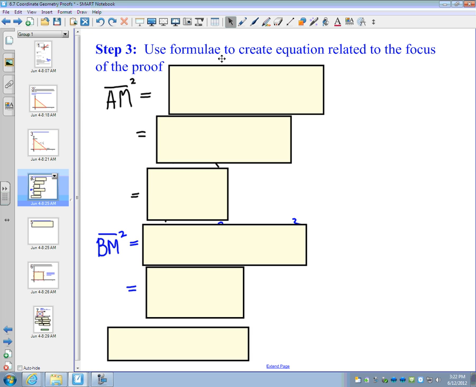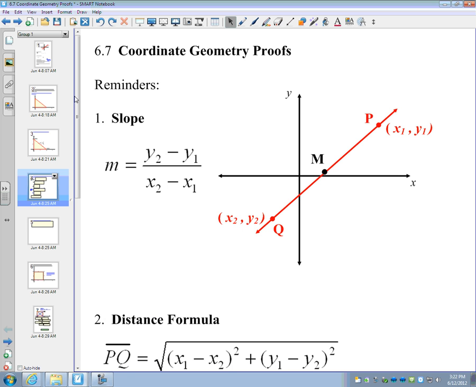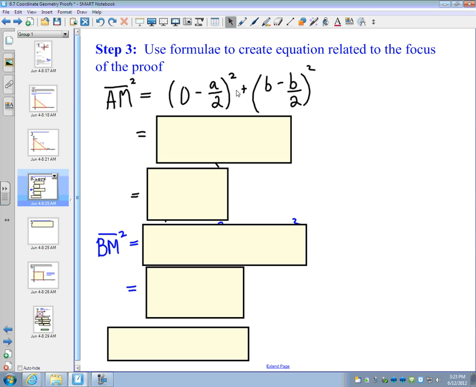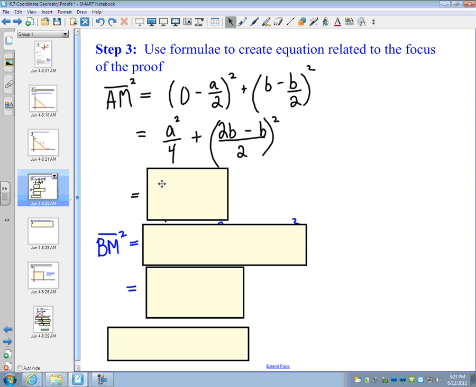The distance between A and M squared. Remember, the distance formula was up here, distance is equal to, and I just squared this side, so I took away the square root side. The distance squared is equal to (0 minus a over 2) squared plus (b minus b over 2) squared. So it's just the differences in x and y, squared. Simplifying, I get a squared over 4 plus (2b minus b over 2) squared. I'm just making a common denominator. And finally, simplifying, I get a squared over 4 plus b squared over 4.